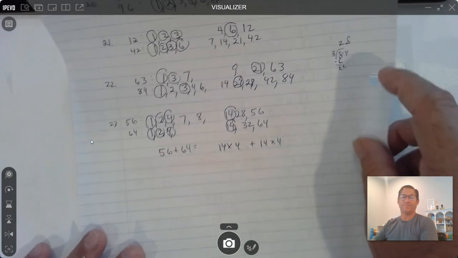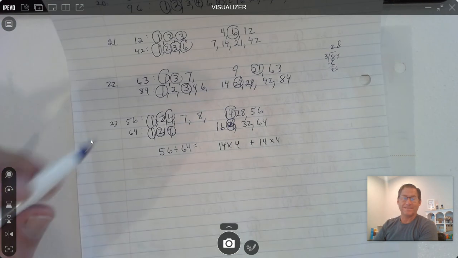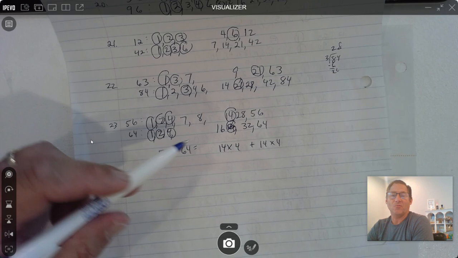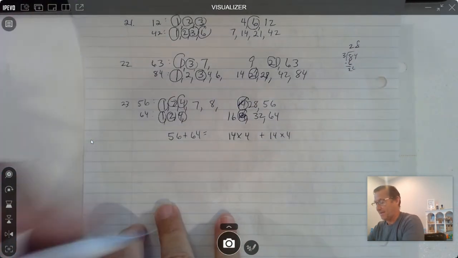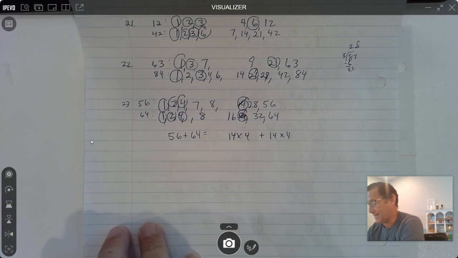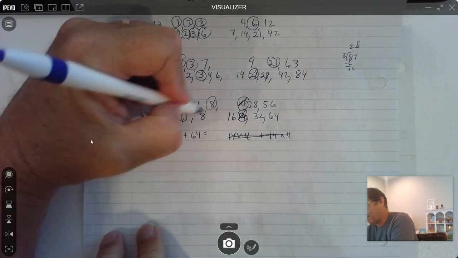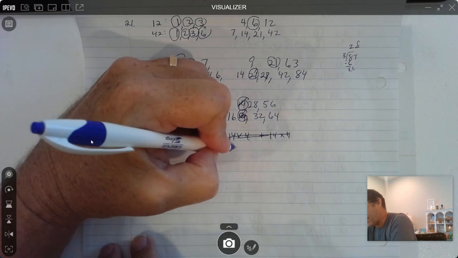Oh, no, I'm sorry. I'm looking at this. 4 times 14 is not 64. 4 times 14 is 56. So 4 times 16. So 14 is not in common. But 8 times 8 is 64. I overlooked 8 times 8. All right, so scratch that. All right, so the greatest common factor is 8. That makes a little more sense to me.